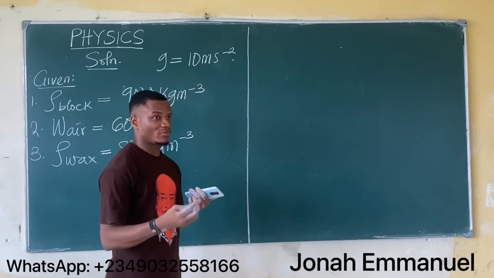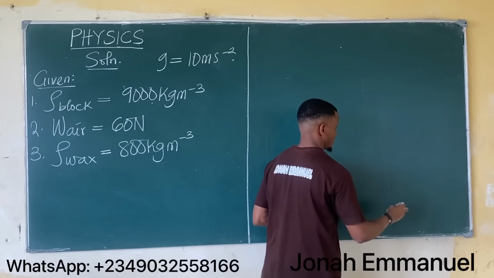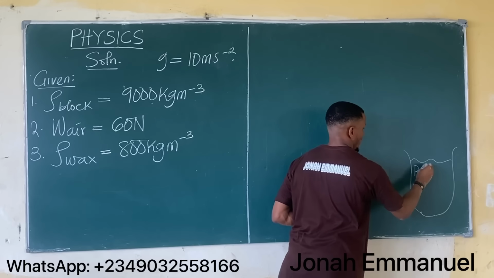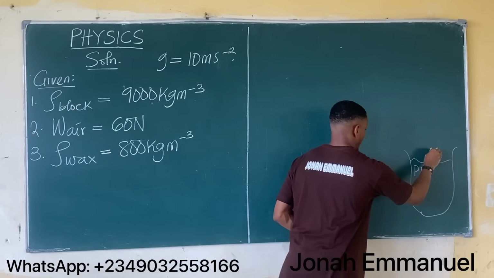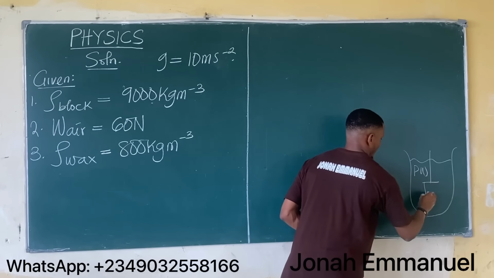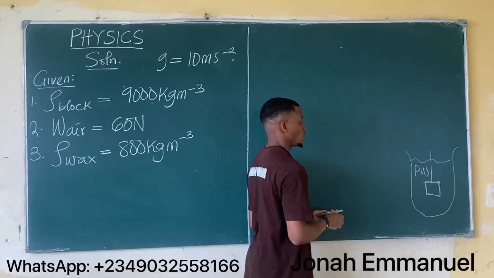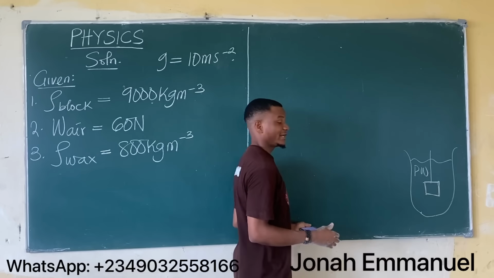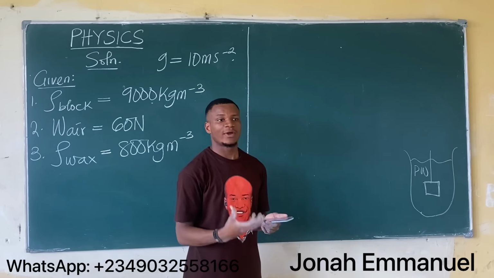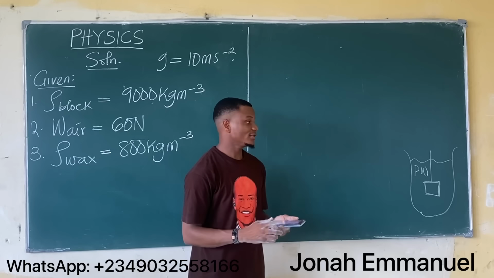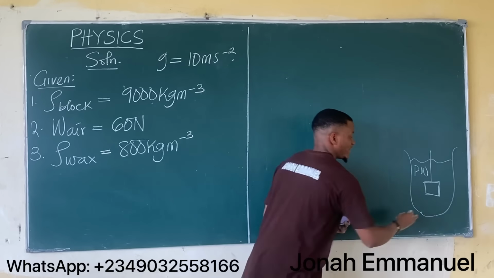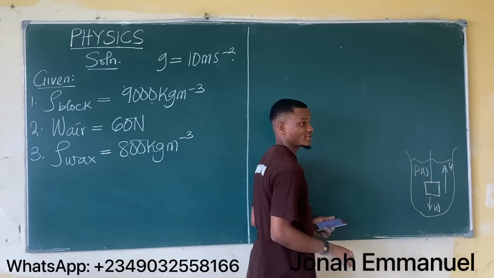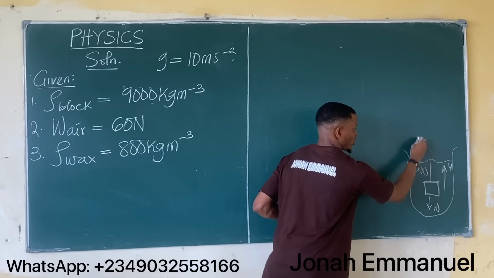Now, let me explain this question before we start. Try to picture this. Picture a jar like this that contains paraffin wax, PW. And then I put a metal block inside here. Of course, we said when a solid like a block is immersed in the fluid, it will lose weight. And this loss of weight is because there's an upthrust acting upwards. While the weight of the block, W, is acting downward, the upthrust U will be acting upwards.